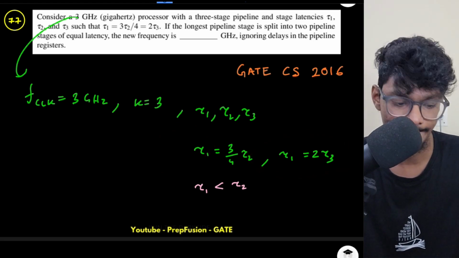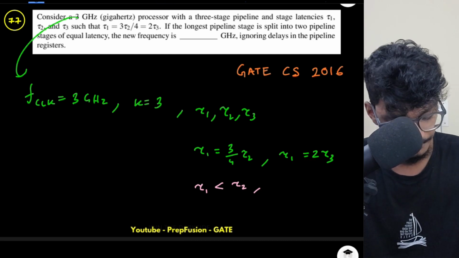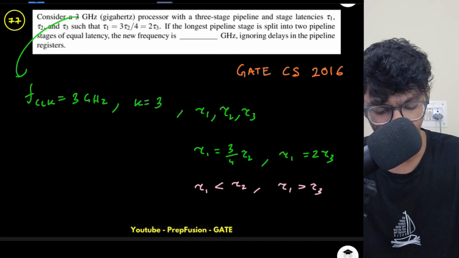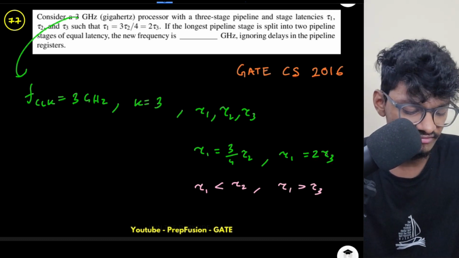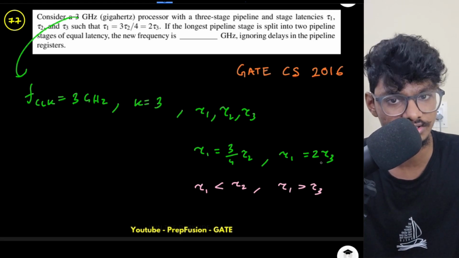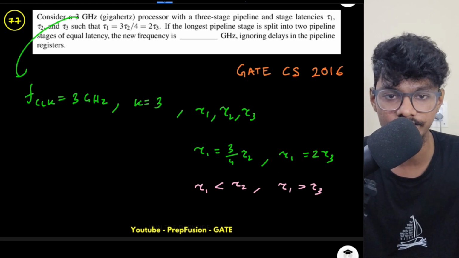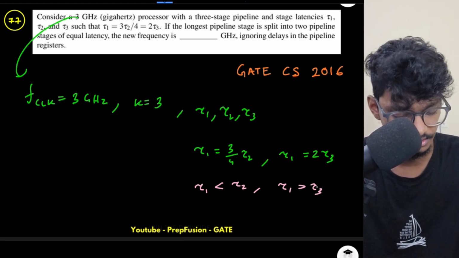What about the second? It is telling me that tau 1 is twice of tau 3. So obviously I can say that tau 1 will be greater than tau 3. Why? Just take an example. Tau 3 will be 1 nanosecond. If tau 3 is 1 nanosecond, tau 1 will be twice that, which is 2 nanoseconds. It is greater, so tau 1 will be greater than tau 3.